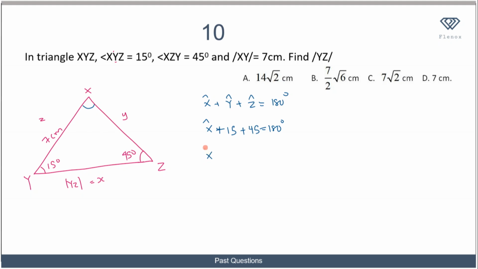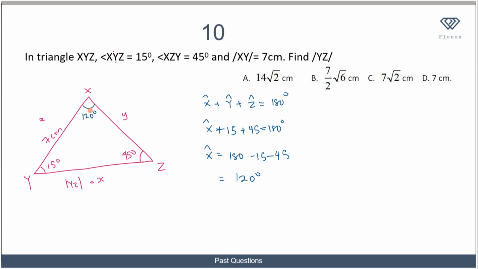So the angle at x will be equal to what? 180 minus 15 minus 45. And when you punch that, you get what? You get 120 degrees. So the angle here is 120 degrees. So now I know this angle here and I know the side opposite.